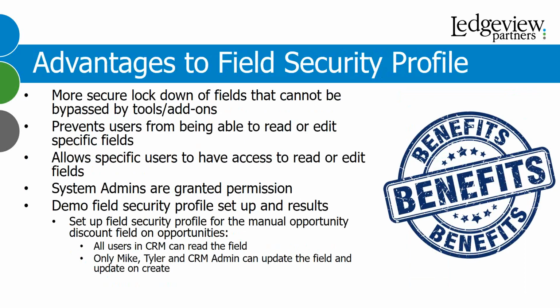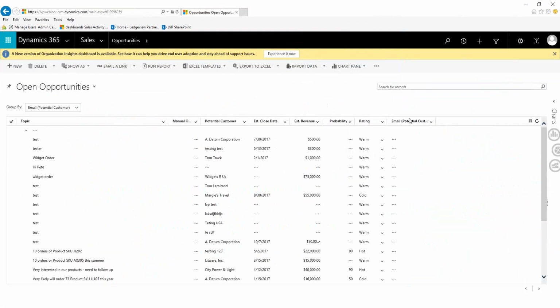Now I'm going to do a quick demo of how field security profiles are set up. What we're going to do is set up a field security profile for the manual opportunity discount field on opportunities within my test org. We're going to let all users in CRM be able to read the field. However, only Mike, Tyler, and the CRM admin can update that field and update on create, which simply means they can edit it when it's being created. So let's jump into CRM and I'll show you how to do this.